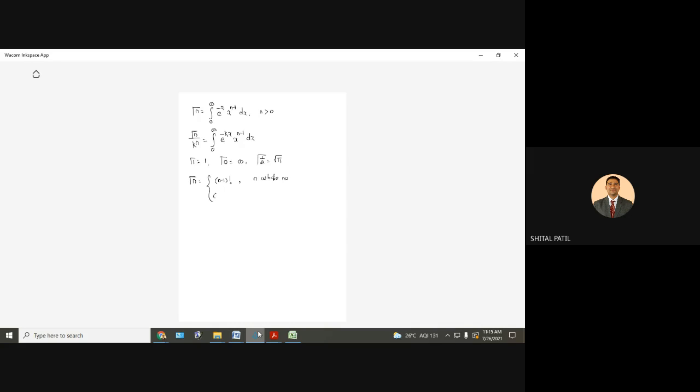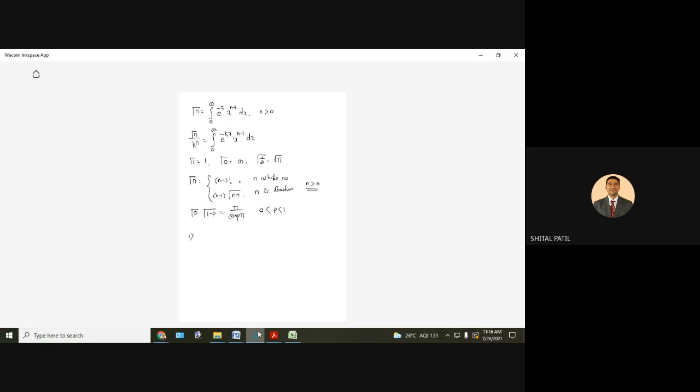Okay, and it is (n minus 1) gamma (n minus 1), wherever n is a fraction. No doubt n should be greater than 0. This condition is always there whenever we want to find a gamma function. Then we studied the p formula: gamma p times gamma (1 minus p) equals pi divided by sine of p pi, and p is between 0 and 1.